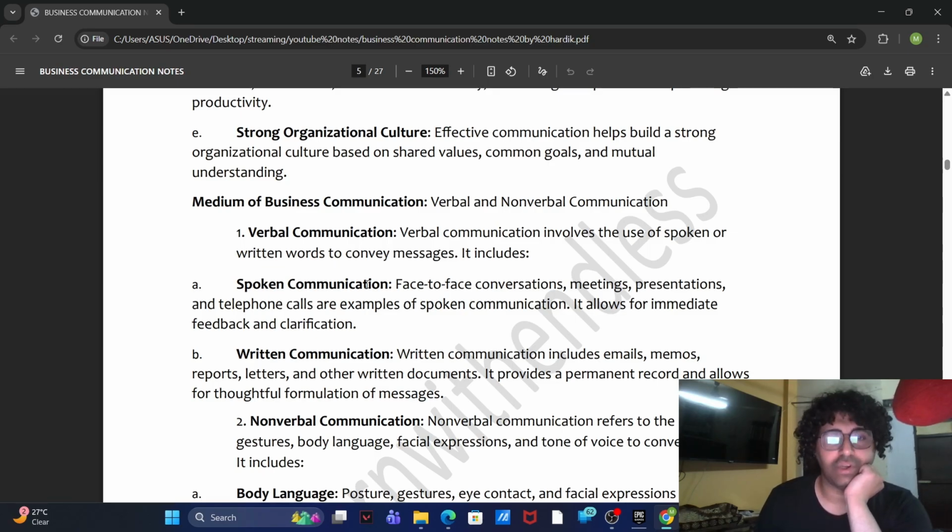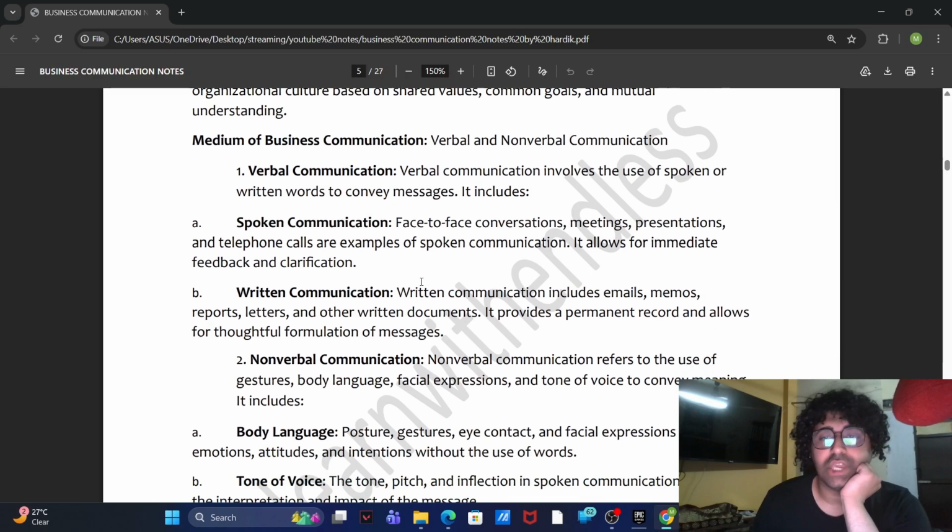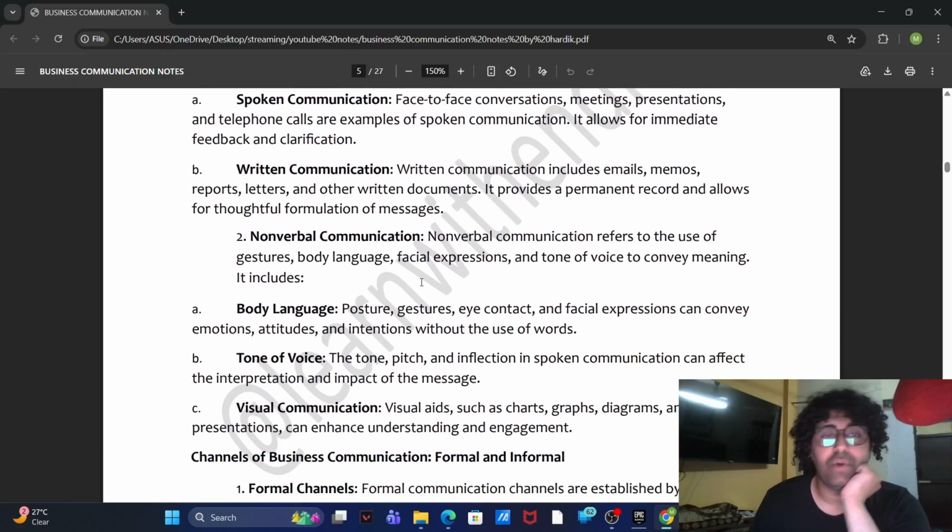It allows for immediate feedback and clarification. Written communication. Written communication includes emails, memos, reports, letters, and other written documents. It provides a permanent record and allows for thoughtful formulation of messages.